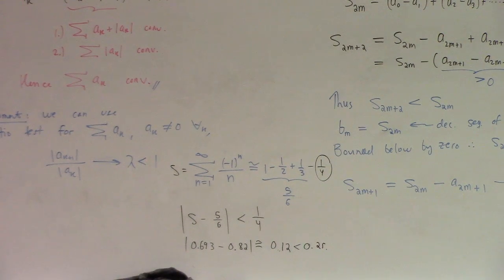Alternating series are so precious because we can describe the error in truncating an alternating series at a finite term in a very simple way. Alternating series are fantastic.